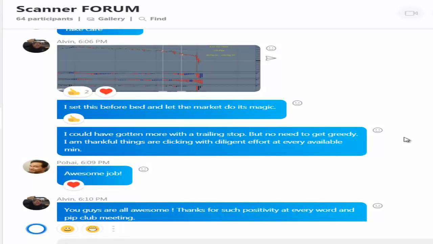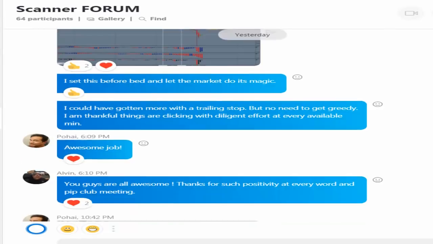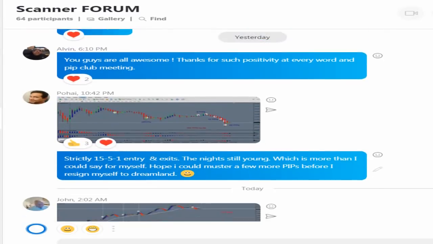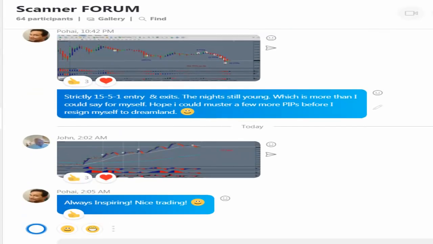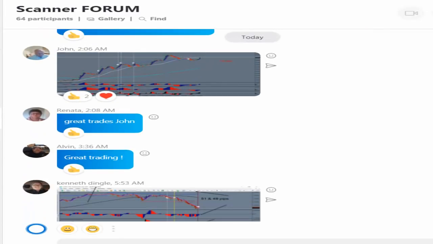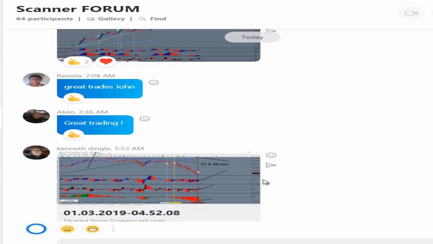Okay, so those are some things. Now here's some of the conversations. I'm not going to read all these, but you can see that guys are talking to one another, showing their trades. And these are the trades that I just showed you. And great trading. They complement one another, and they're learning from one another.